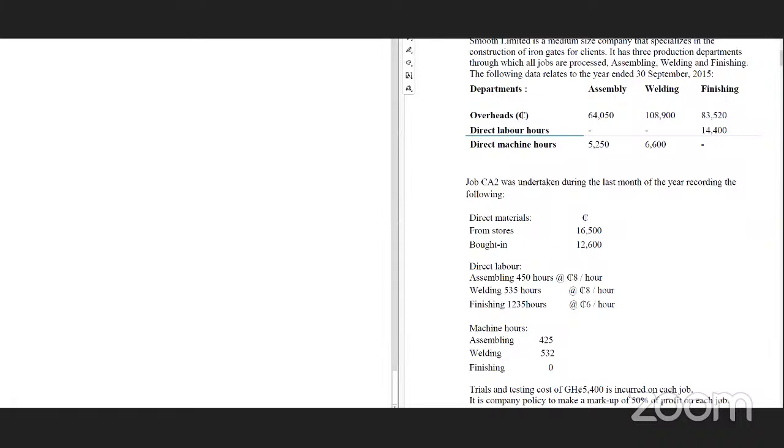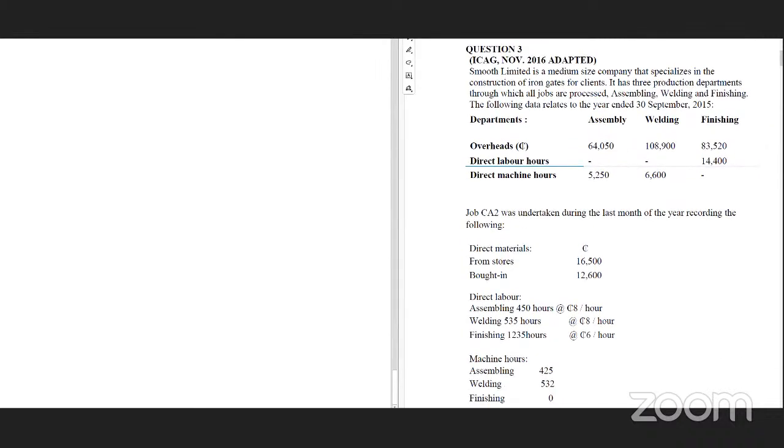Okay. So once again, we will start with activity-based costing.